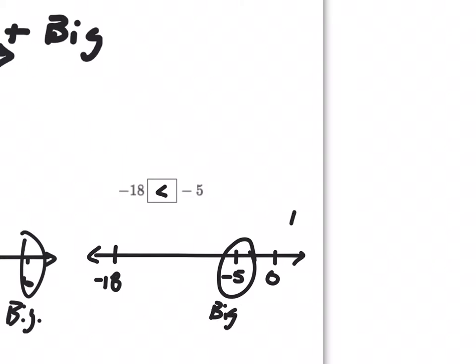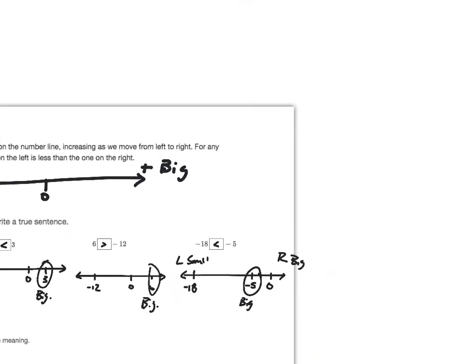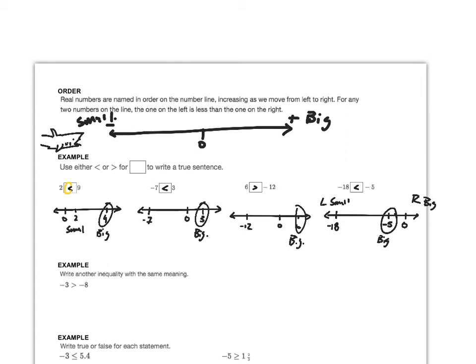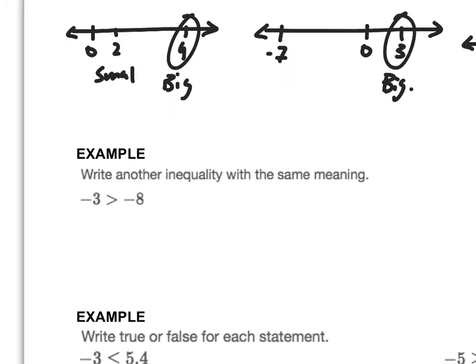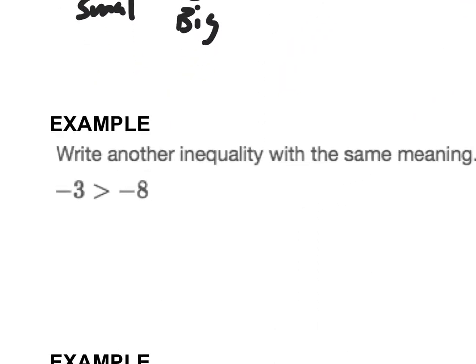Okay, if you're on the right side of the number line, you're big. Okay, if you're on the left side, you're small. Okay, and that's how it works. Okay, so if you need to draw a number line to analyze which number is bigger or smaller, then do that. Okay.